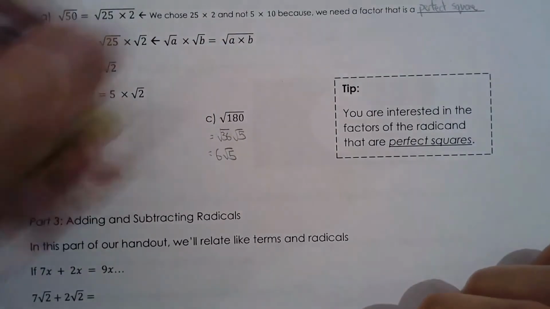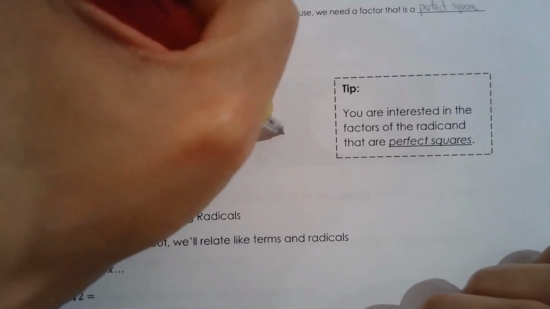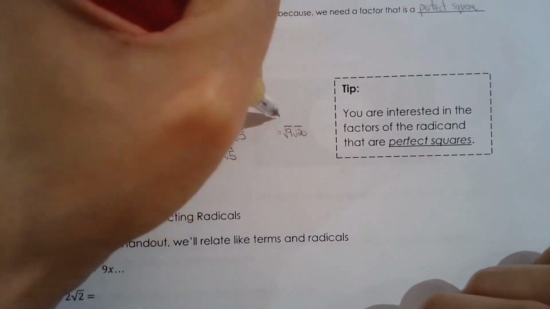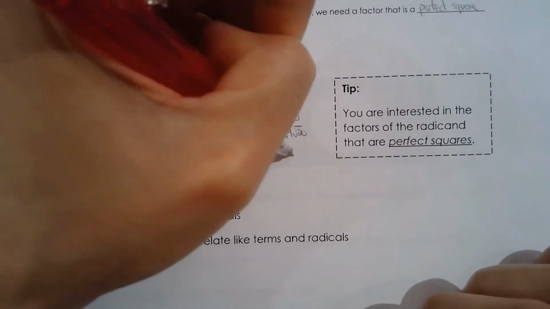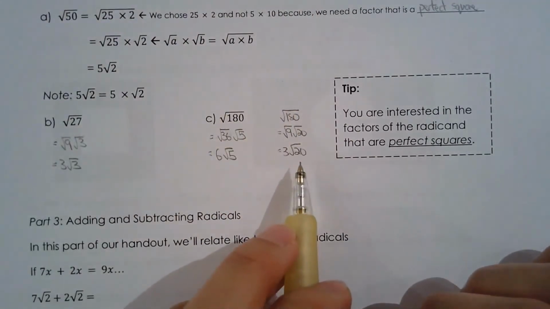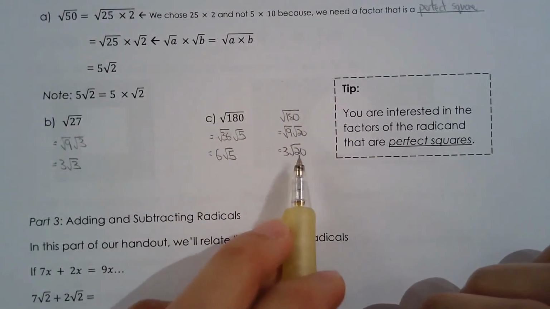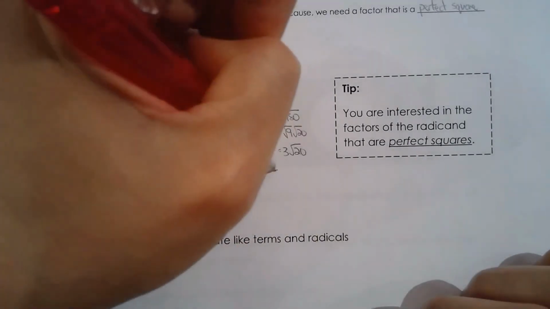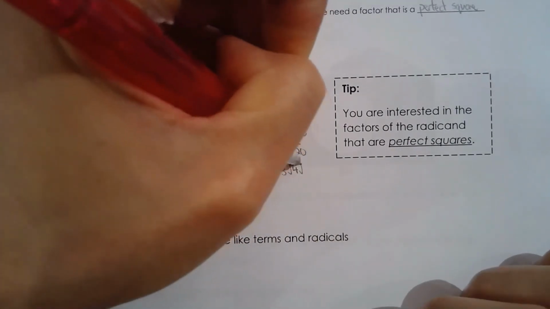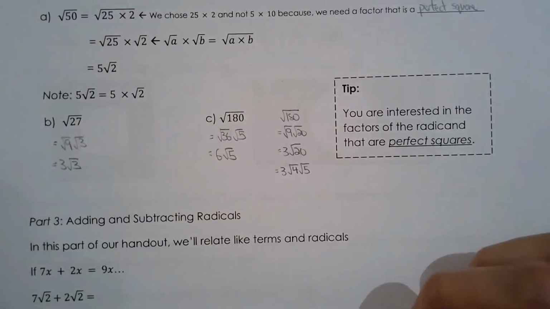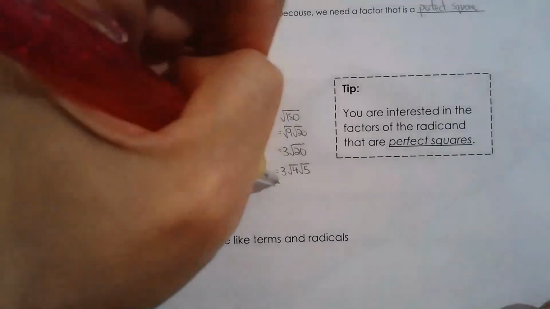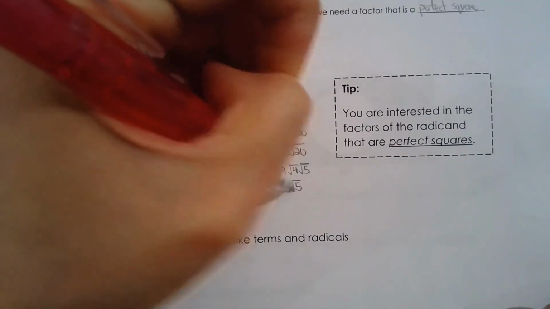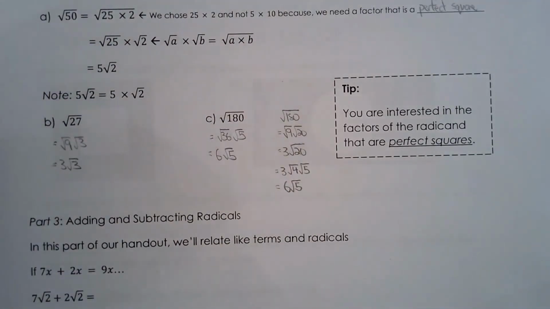Now, if you didn't think of 36, let's say you thought of 9 first. So root 180 is root 9 times root 20, which is 3 root 20. But if you left it as that, you're wrong, because with a radicand of 20, you can keep going, because 20 has a perfect square factor of 4. So you can keep breaking it apart. Root 4 is 2, so 3 times 2 will still get you your 6. So always check your radicand. If you can find another perfect square factor, you have to keep going.